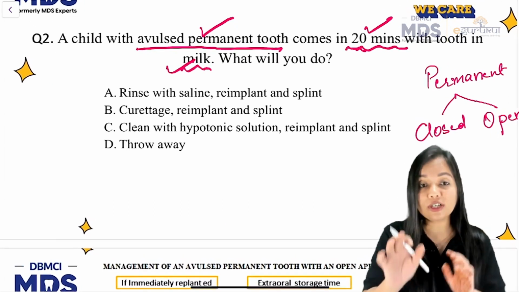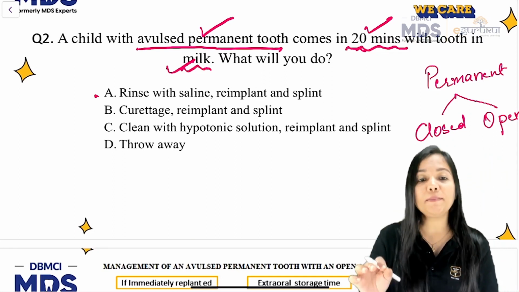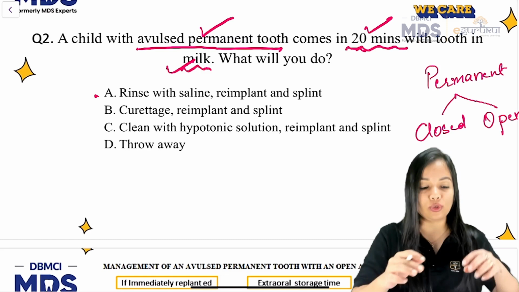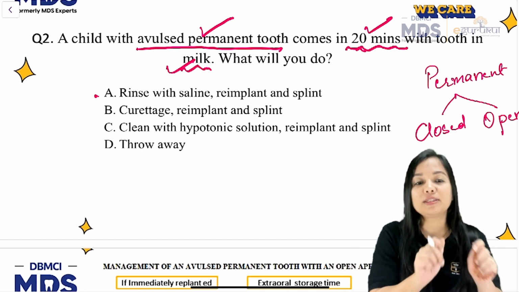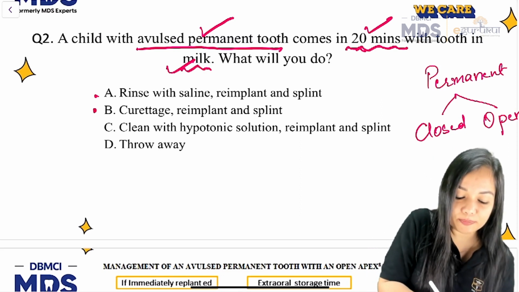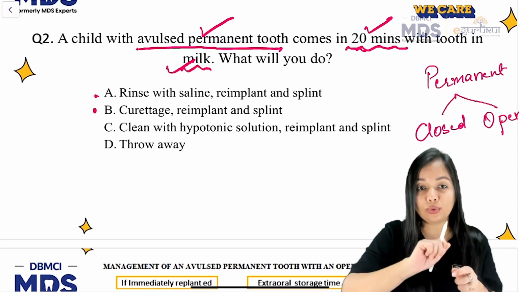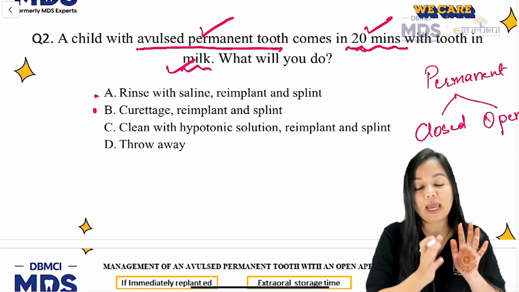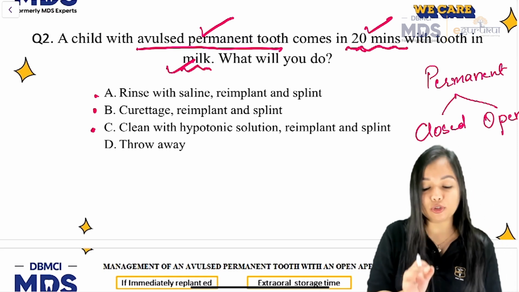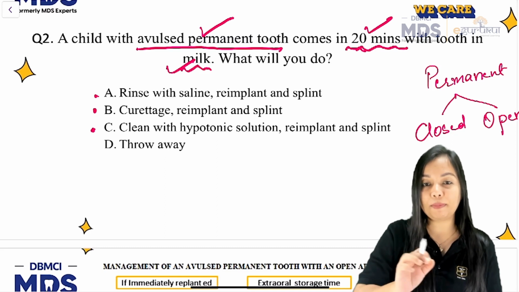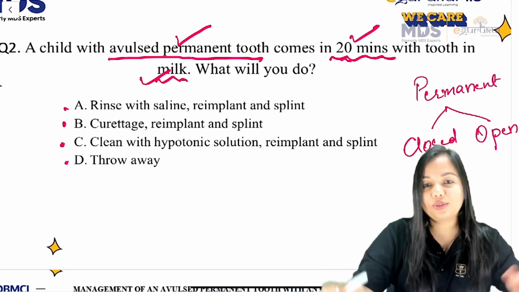Okay, so the first option that is given is rinse with saline, reimplant, and splint. So you take the tooth out of the milk, you rinse it with saline, replant, and splint it. The second option is curettage. That means you clean the tooth nicely, you curettage, you reimplant, and you splint it. The third is you clean with hypotonic solution, replant, and splint. And the last option says that you just throw the tooth away.